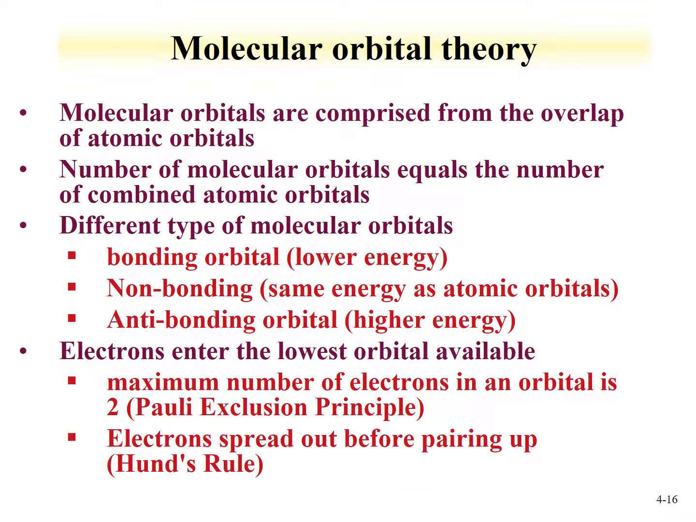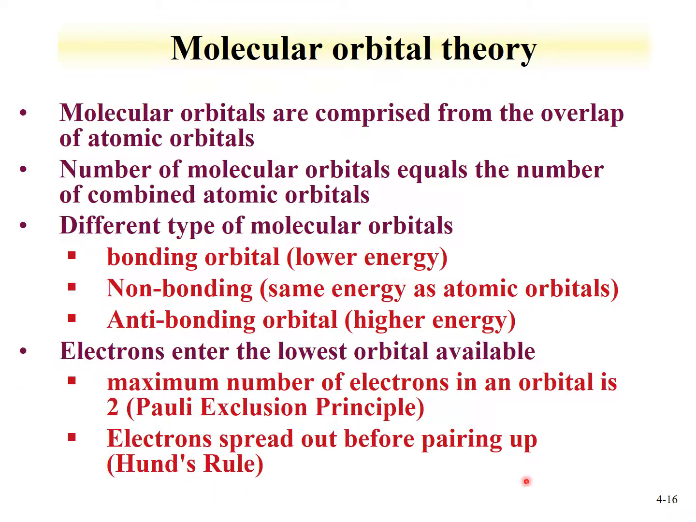The first theory we'll introduce is the molecular orbital theory. In molecular orbital theory, the orbitals which compose molecules are formed from overlap of atomic orbitals. The number of molecular orbitals equals the number of combined atomic orbitals. There are different types of molecular orbitals that can be formed through this route. Bonding orbitals, which are lower in energy than the atomic orbitals. Non-bonding orbitals, which have the same energy and properties as the atomic orbitals. And anti-bonding orbitals, which are higher in energy than the atomic orbitals.